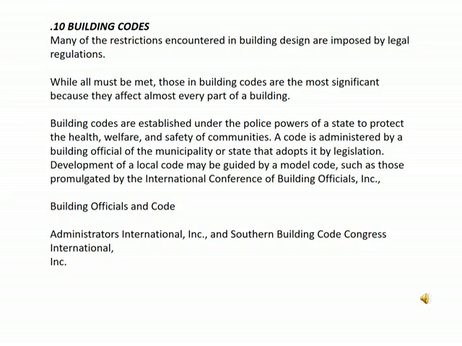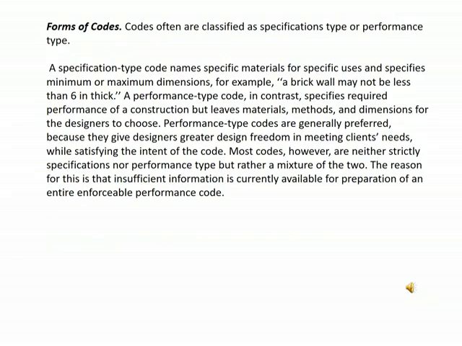The form of the codes. Codes often are classified as a specification type and a performance type. The building codes can be classified by the specification or the performance types. Specification types of codes name a specific material for a specific use and specify the minimum and maximum dimensions. So in this case, specification type means we have to utilize the appropriate dimensions, maximum dimension, minimum dimension.